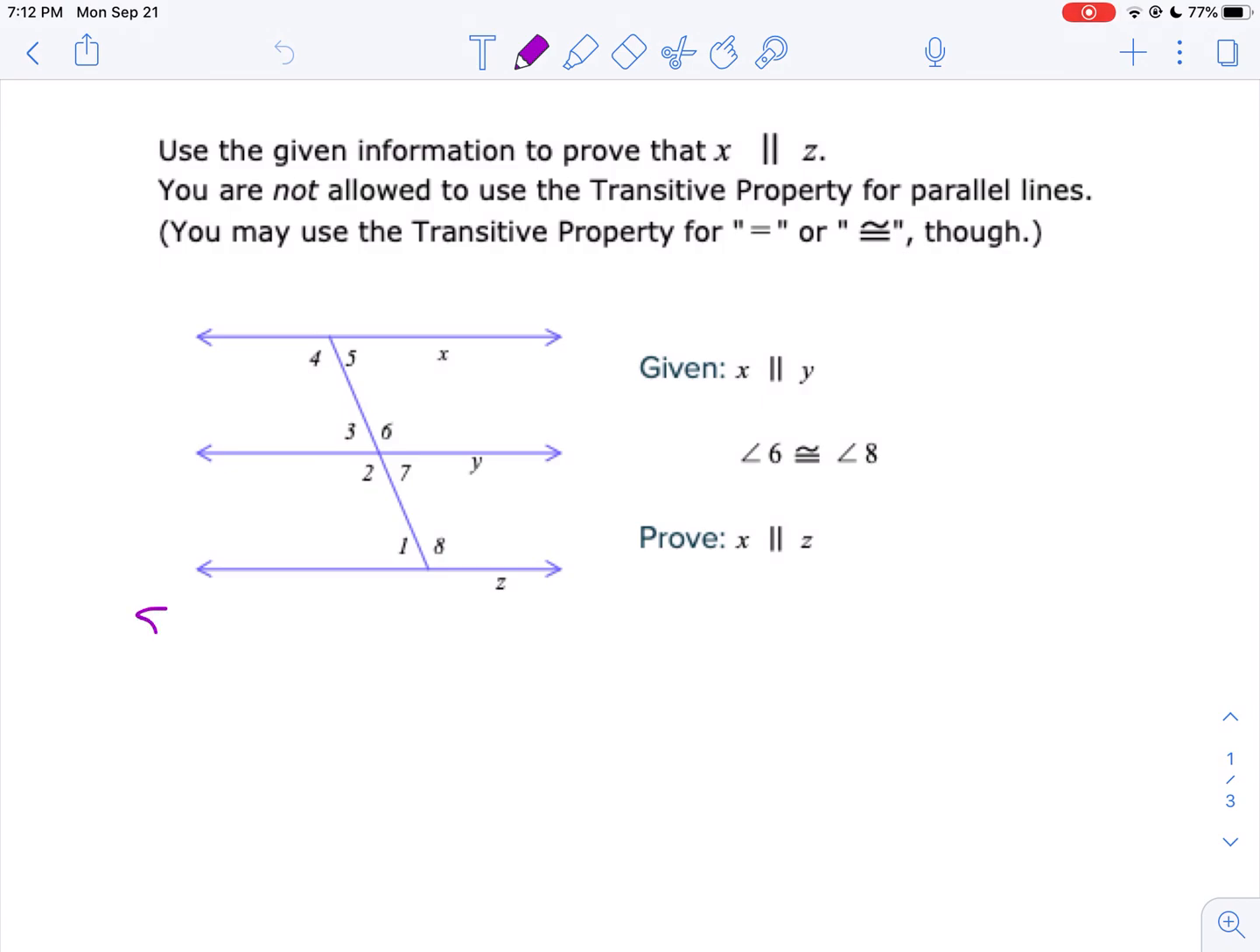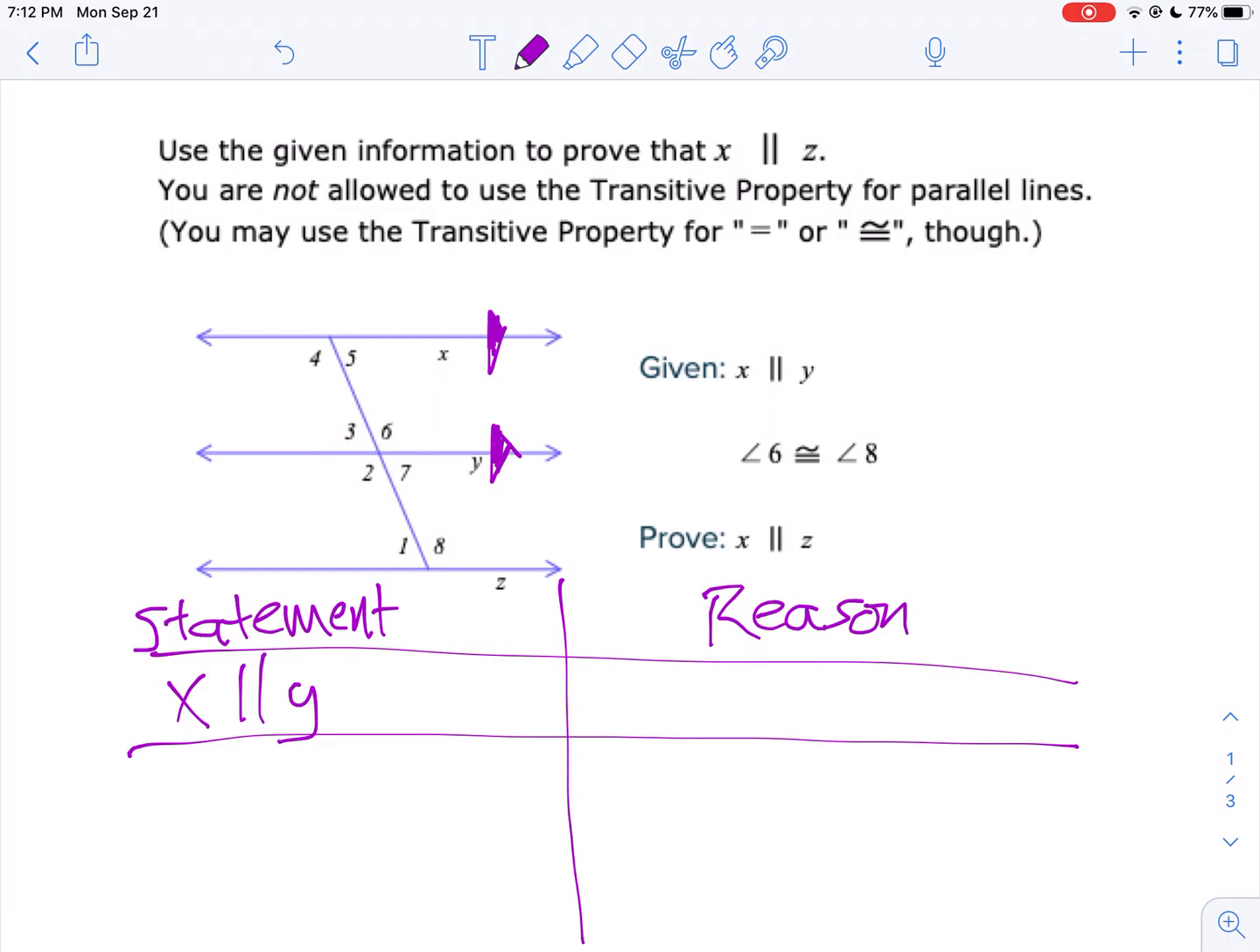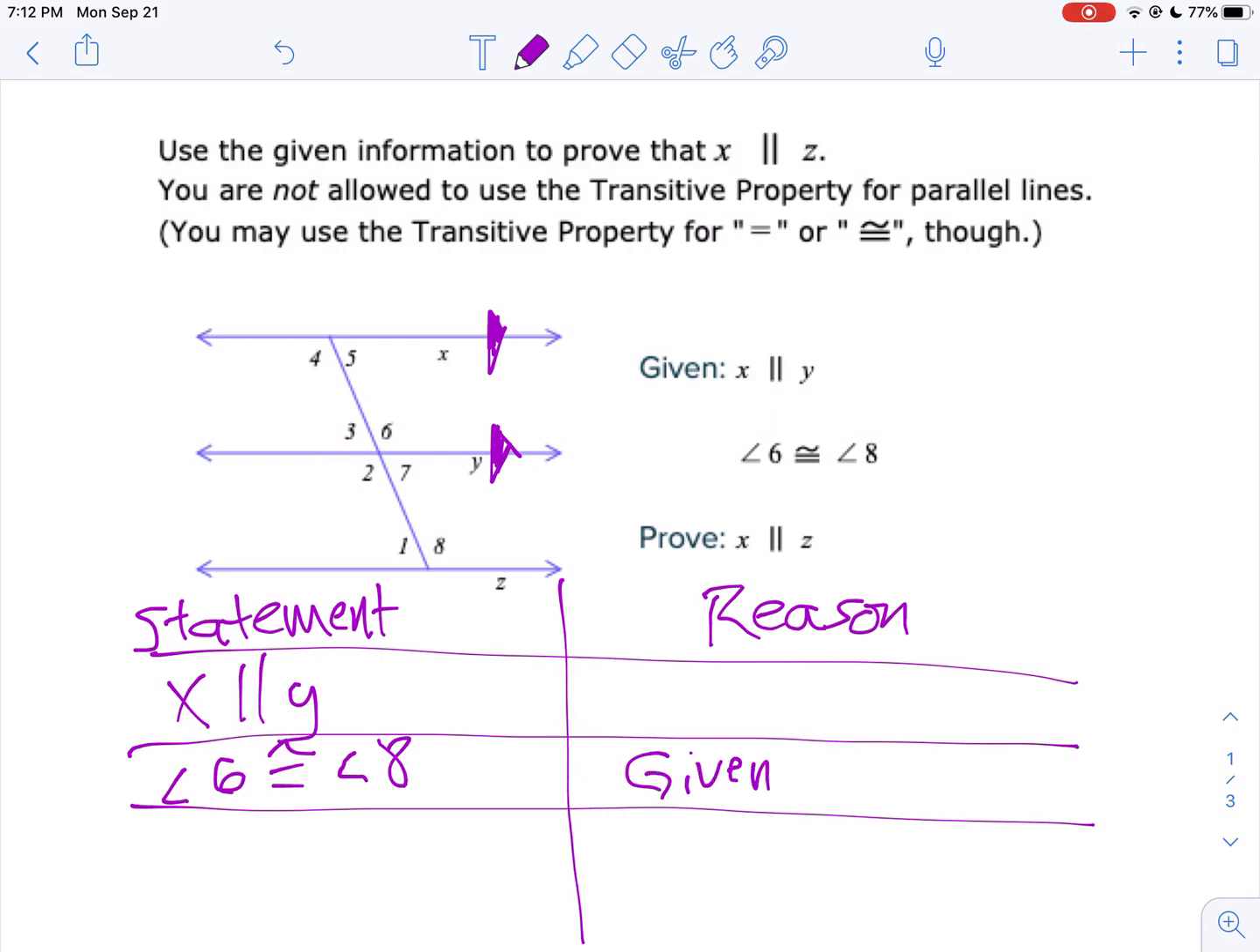First off, let's talk about what you did right. You got statement, reason, and you wrote down the givens. So that is correct. I'm going to do the same thing you did to start the proof. We know X is parallel to Y. I'm going to mark X parallel to Y on here for me. We're also told angle 6 is congruent to angle 8. That's given. We want to prove X is parallel to Z.